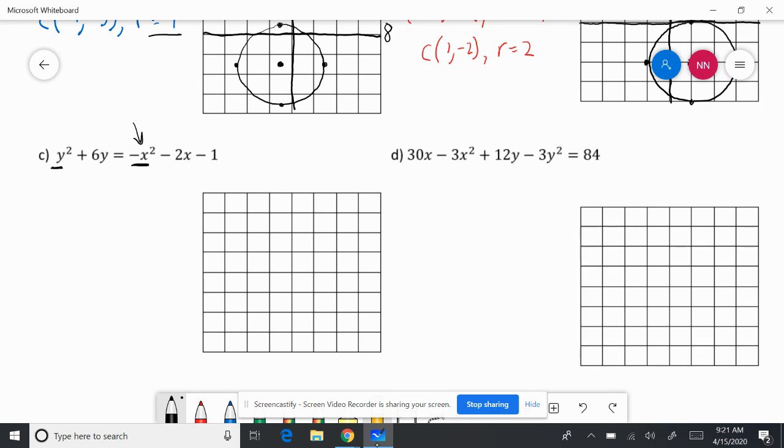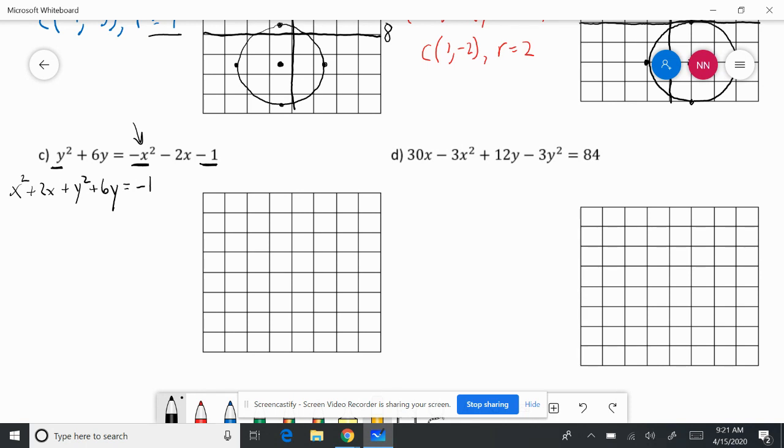So what we want to do is move all the x's to the other side. So I'm going to have x squared plus 2x. Then I keep the y's together, y squared plus 6y. And I'm going to keep the constant value still on the right-hand side. So I'm going to put -1. So now we have everything in the right form.